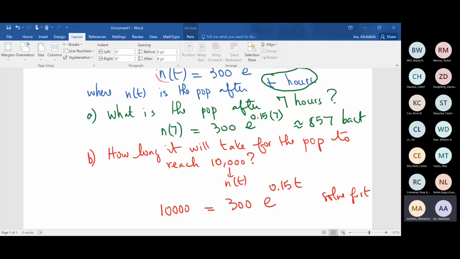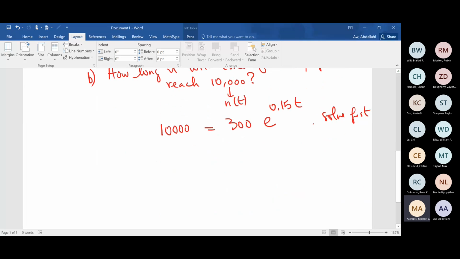Now, I'll give you a couple of seconds to solve this one. Does everybody know how to solve this equation? It was on the test, right? A lot of people did solve them right. So what do we do first to solve this equation? Divide by 300? Exactly. We divide by 300 because we want to have the exponential term free.